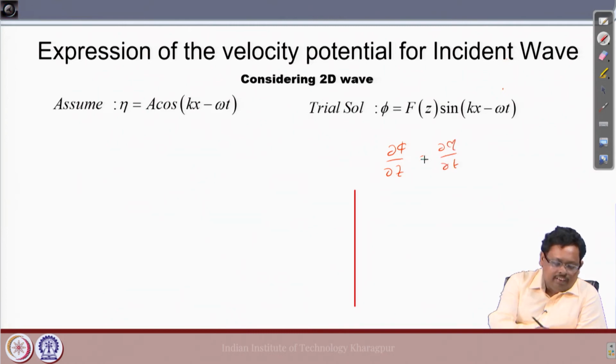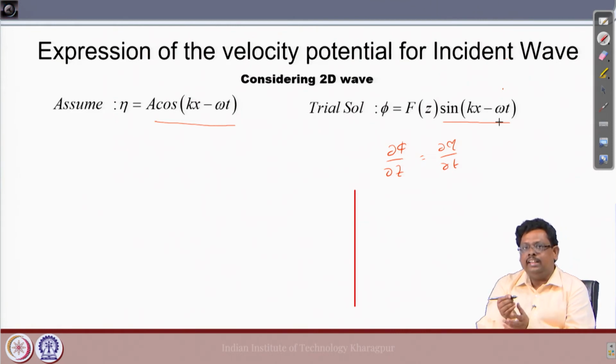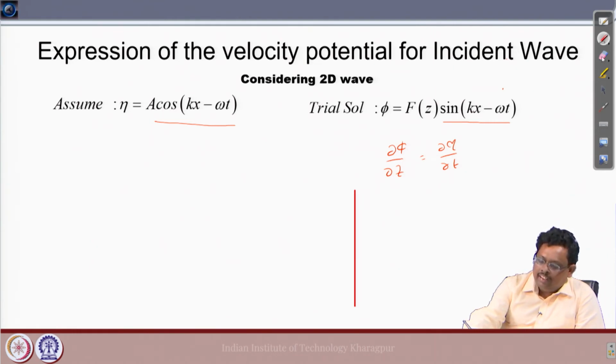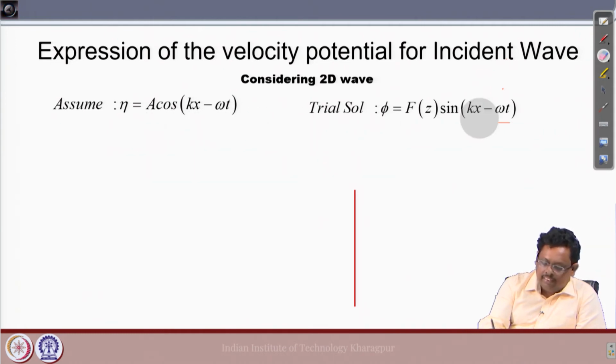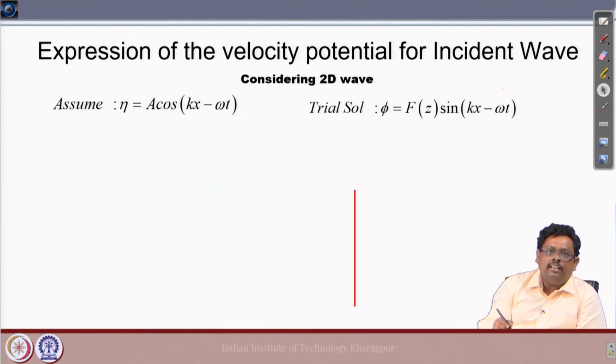Now, if I differentiate η with respect to t, I will get a sine function, and if I differentiate φ with respect to z, again I am getting a sine function. So, looking at this, I know that if my η = a cos(kx − ωt), definitely my solution becomes f(z) sin(kx − ωt). Okay. So, with this understanding, let us go forward.